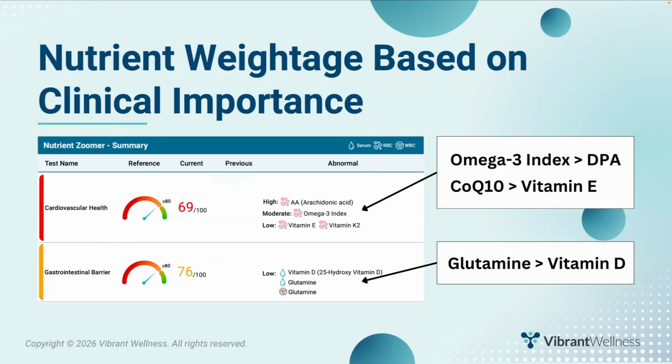Please note that the risk scores assign a different weightage to each micronutrient based on its clinical importance and significance in the body system or structure function for each category, so micronutrients are not scored or weighted evenly. For example, omega-3 index has a higher impact on cardiovascular health than DPA, and glutamine has a higher impact on gastrointestinal barrier than vitamin D.